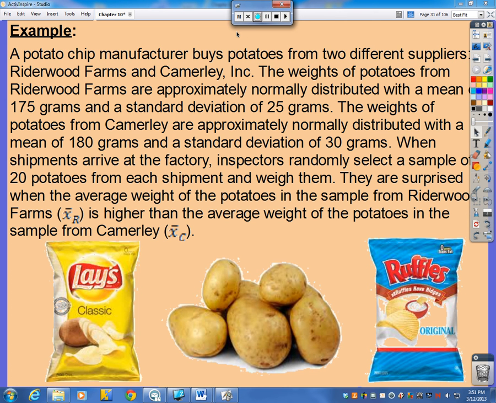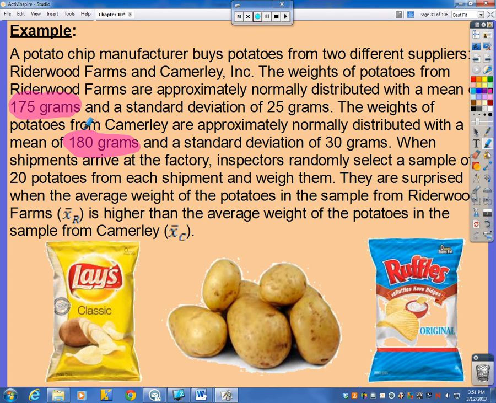They are surprised when the average weight of the potatoes in the sample from Riderwood Farms is higher than the average weight of potatoes in the sample from Cammerley. Okay? And that should make sense that they would be surprised because the mean weight from the Riderwood Farms is less than the weight from Cammerley.